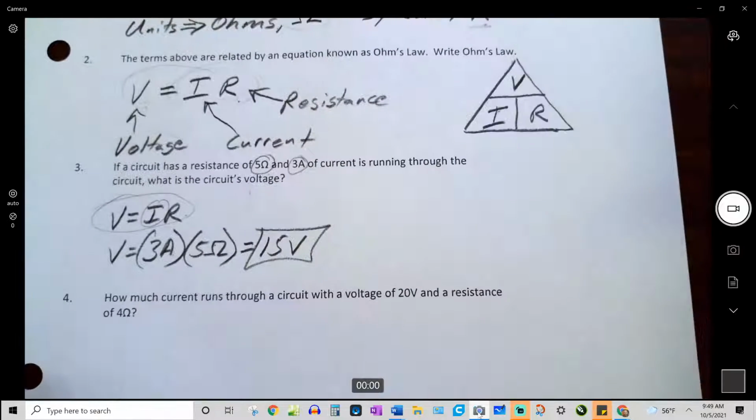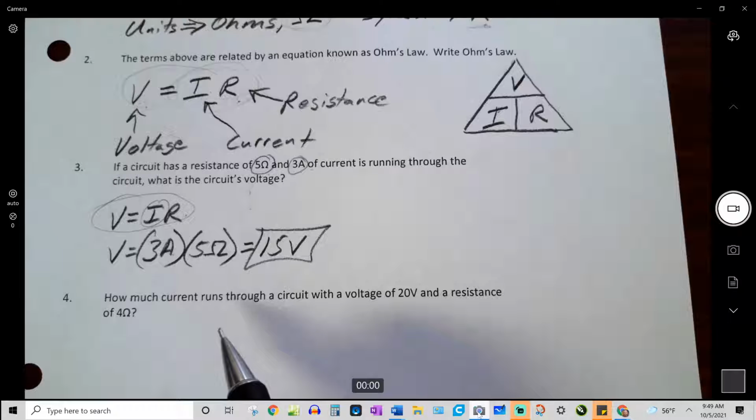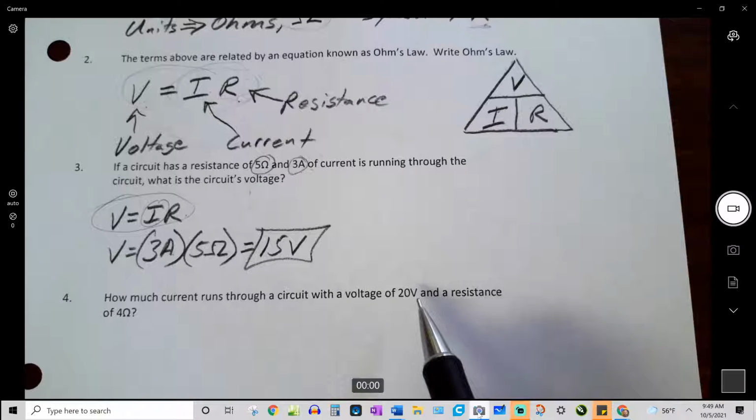So number 4, how much current runs through a circuit with a voltage of 20 volts and a resistance of 4 ohms? See if you can do that one. And I'll do it in just a second. Looking for current. All right, does anybody have an answer? What's the current, Lex? 5 amps, good.